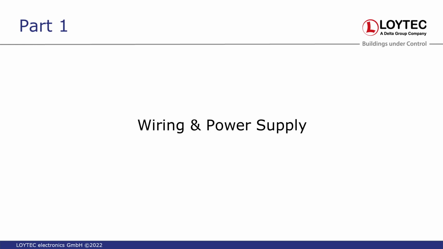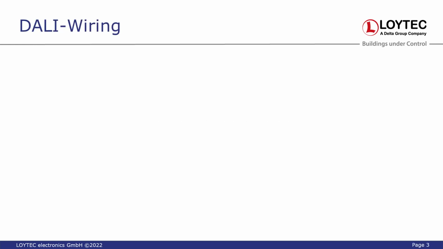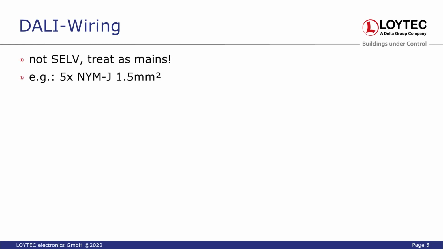Wiring and power supply. In this part, we'll take a look at the wiring of typical DALI installations. Please be aware that DALI is not SELV, safety extra low voltage, and must therefore be treated as mains. The two-wire DALI bus can be wired together with mains power. For this you could use a 5-wired installation cable. The max length of a DALI bus should not exceed 300 meters.